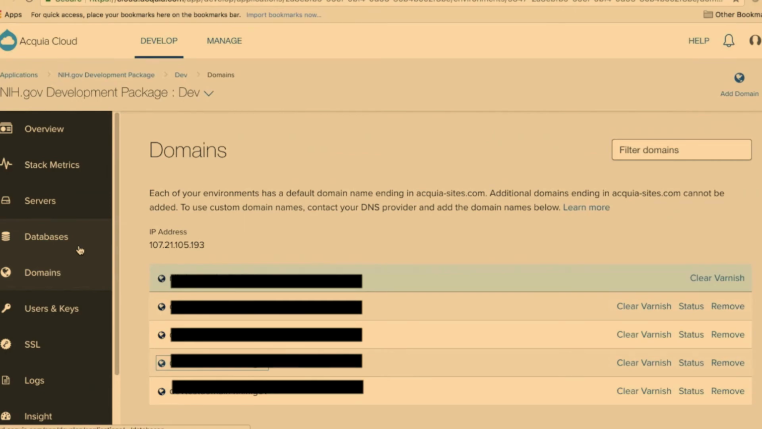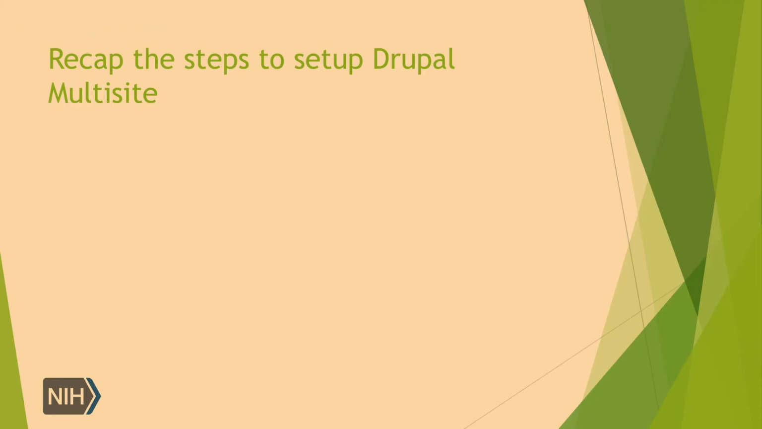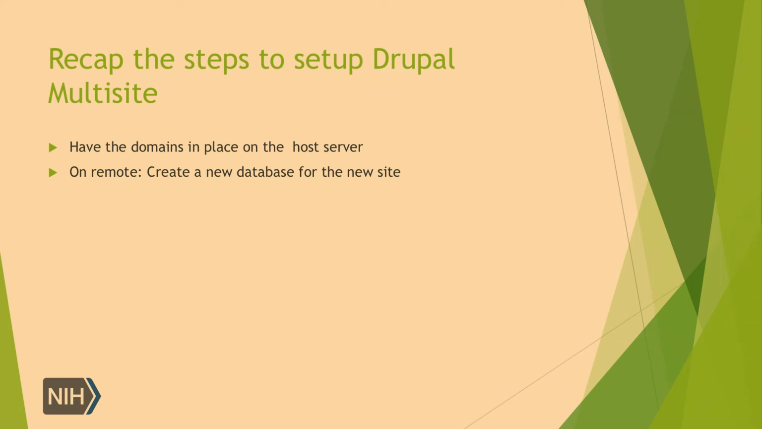All right, just recap what we did. Hopefully that will save you some time to figure it out. First, you need to have the domain in place on your host server. Well, the next is what I just showed you on the remote server. Create a new database for the site, because in our situation, we have the first site in place already, and when you use Drupal Multisite, we share the same code base, so you don't really have to install the code. All you need to do is just recreate a new database.